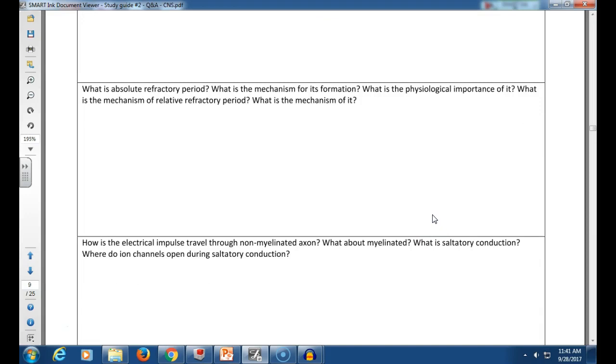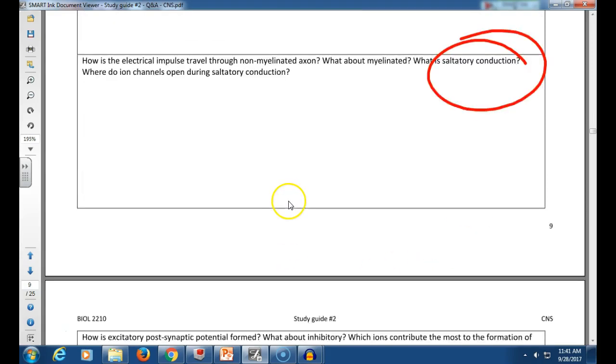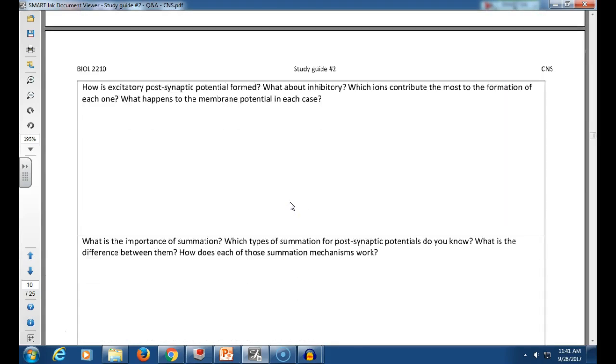Electrical impulse travels through a non-myelinated axon. Remember, opening the channels. Myelinated, same, but between nodes of Ranvier. Saltatory conduction. Ion channels open in the nodes of Ranvier. Again, excitatory and inhibitory postsynaptic potential. Excitatory: opening of sodium channels. Inhibitory: opening of chloride or potassium channels. What happens to the membrane potential in each case?